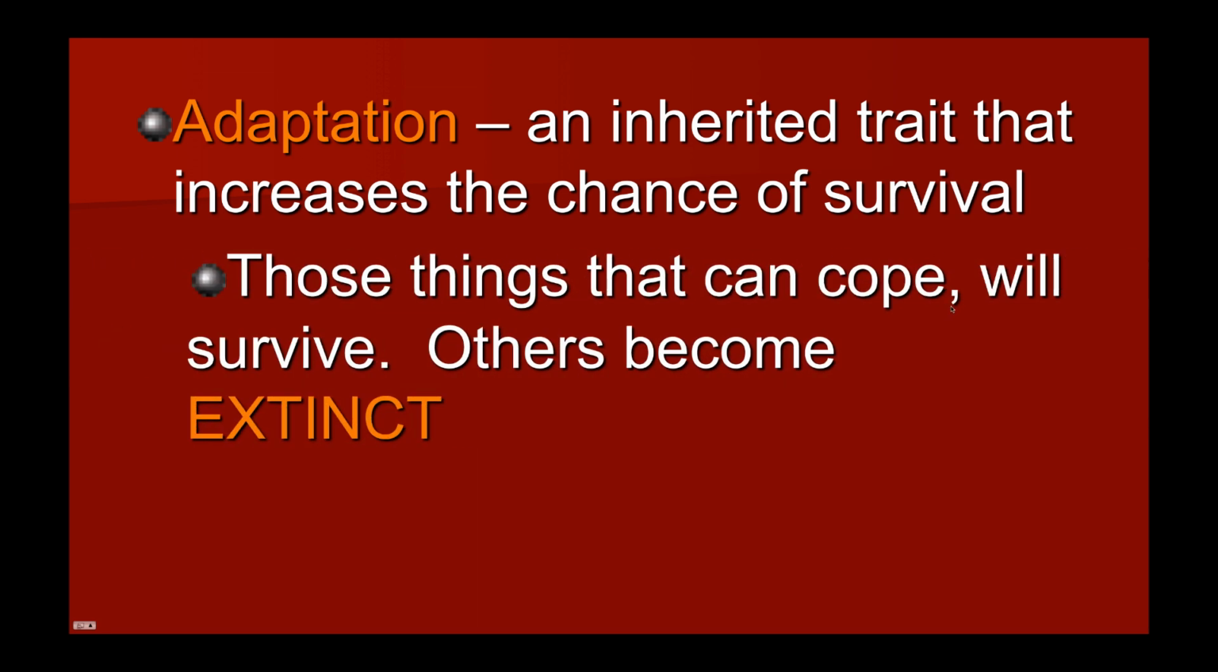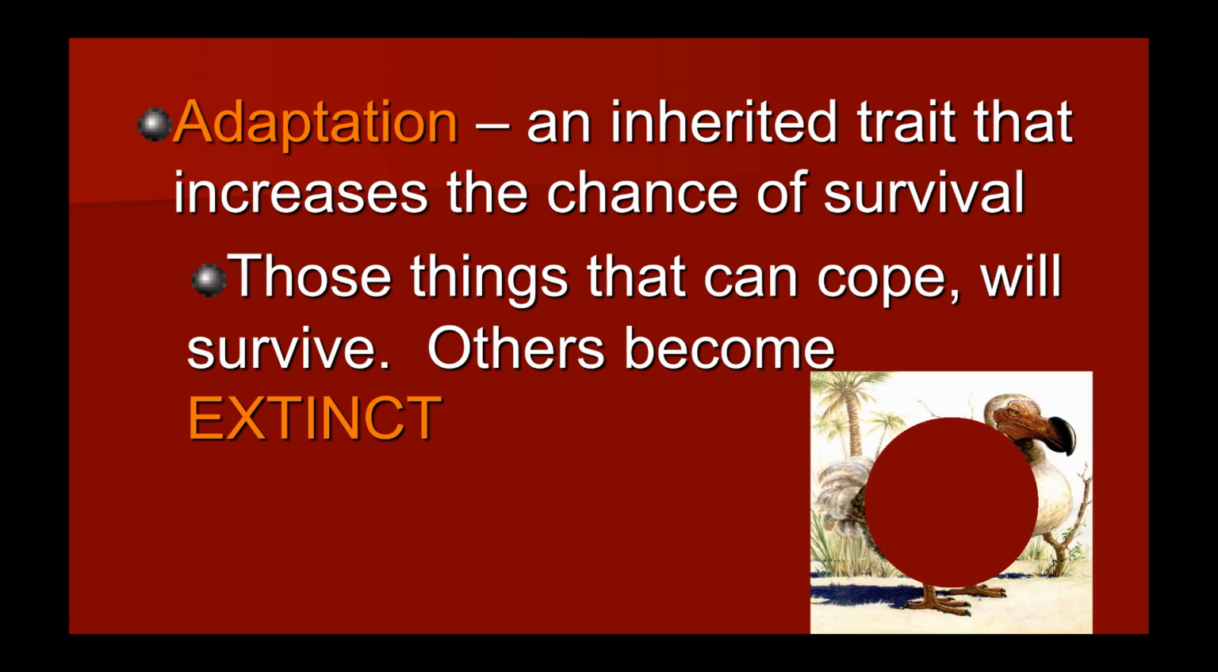Those things that can cope will survive. Others become extinct. Now you think about the poor dodo bird. Here's an animal that could not cope with the changes that happened on that island that they lived in. They had ground nests. They only produced one egg. And so when humans came in and they had pigs on the island, the pigs ate the eggs of the dodos on the ground, and eventually no eggs, no babies, no more babies, no more dodos.